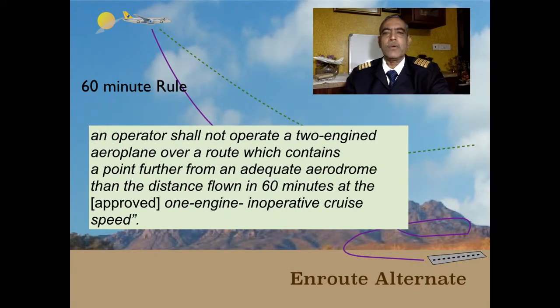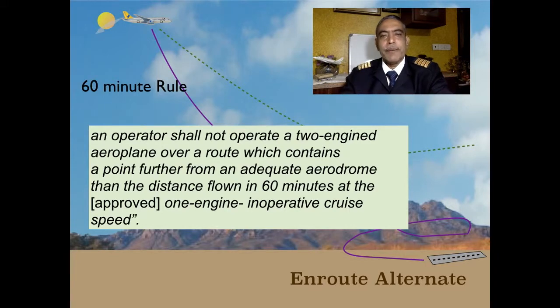Okay, let's see the rule position regarding en route alternates. As you can see, when we plan a route, the 60-minute rule states that an operator shall not operate a two-engined aeroplane over a route which contains a point further from an adequate aerodrome than the distance flown in 60 minutes at the approved one-engine inoperative cruise speed.